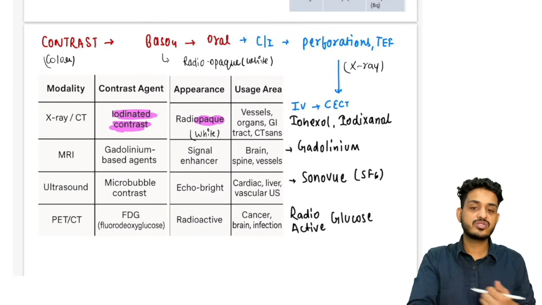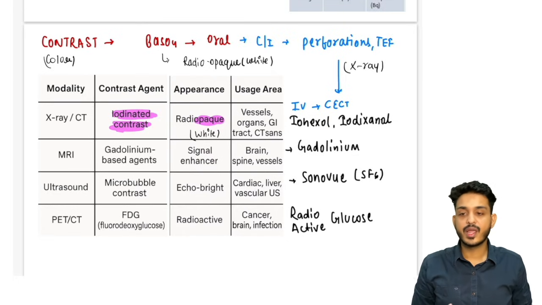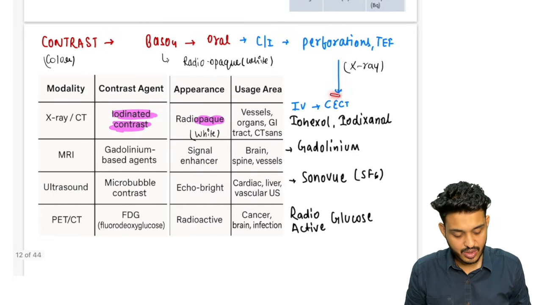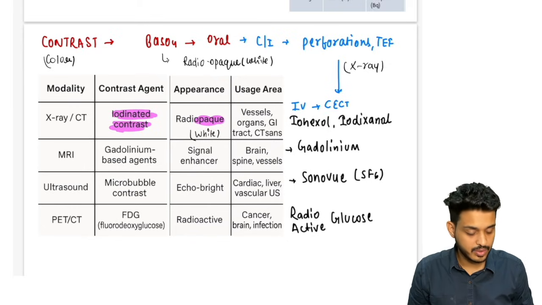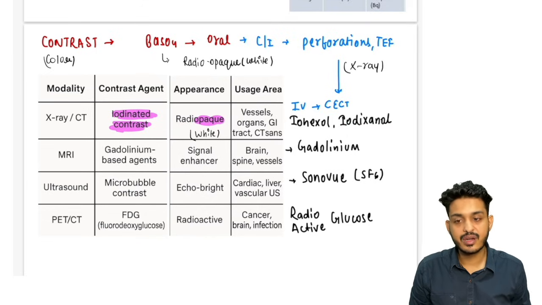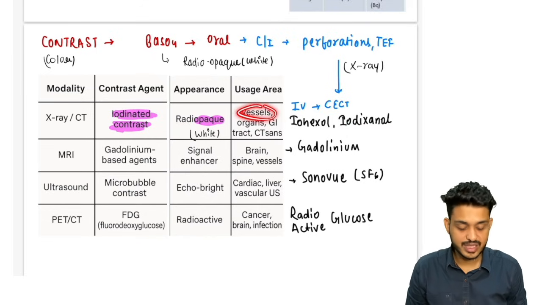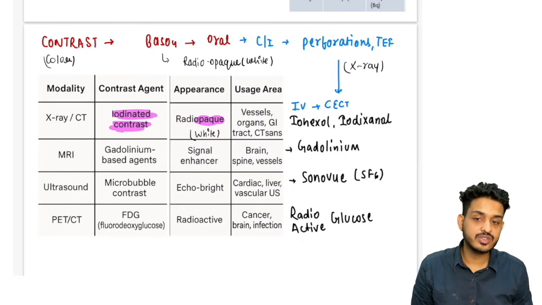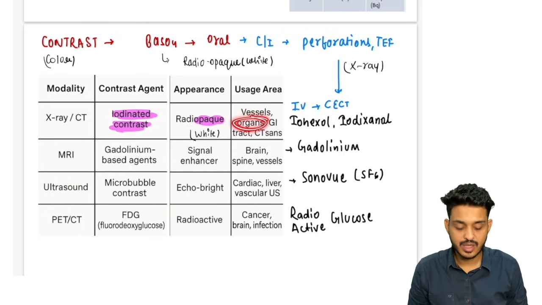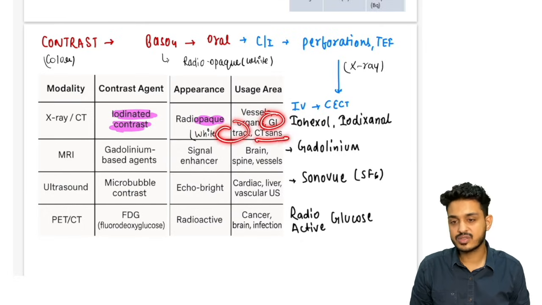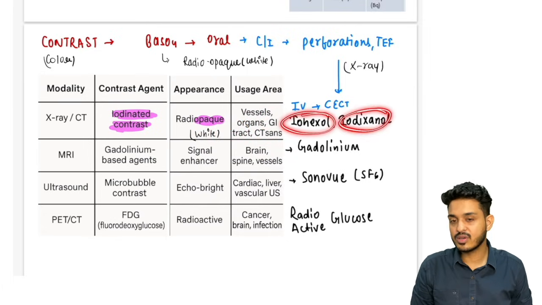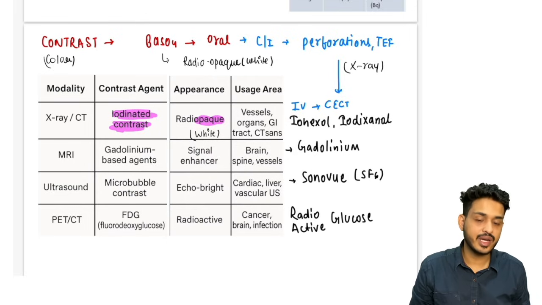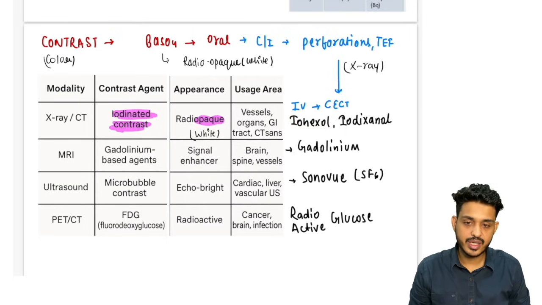So when you want to see something, you give what? You give injections, you give this particular contrast. What is the contrast we are having? This contrast is going to be iodinated contrast always. Remember, this is going to be iohexol or iodixanol. These are going to appear white in color. So if you want to see any vessel, you want to do CT angiography, you want to see any organs, you want to see any GI tract or CT scans, right? What you are going to do, you are going to use this iohexol or iodixanol. These are going to be non-reactive things. They will be coming out through the kidney, right?